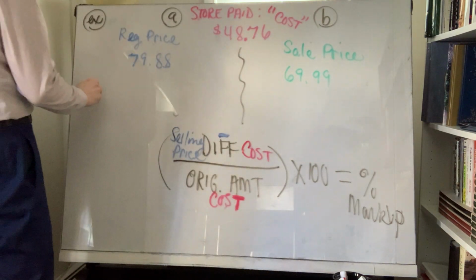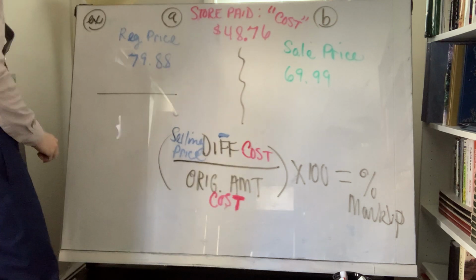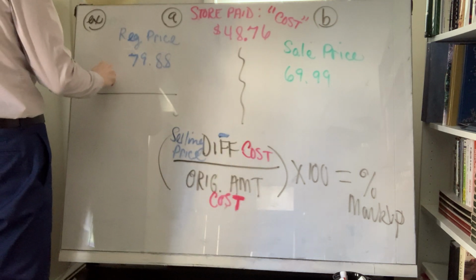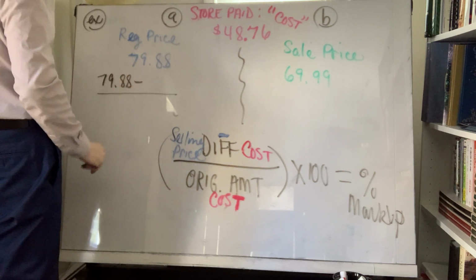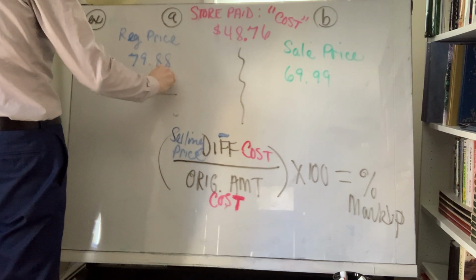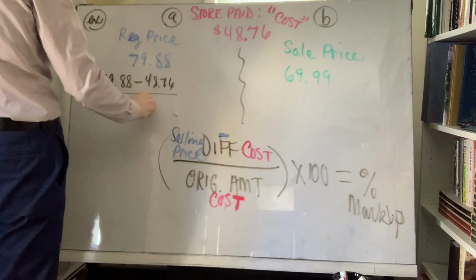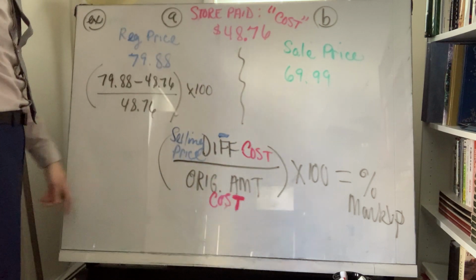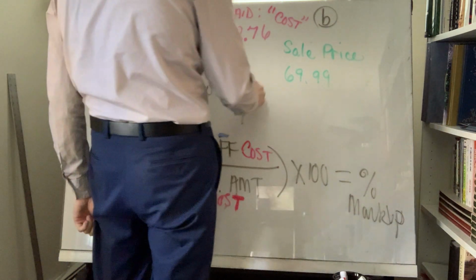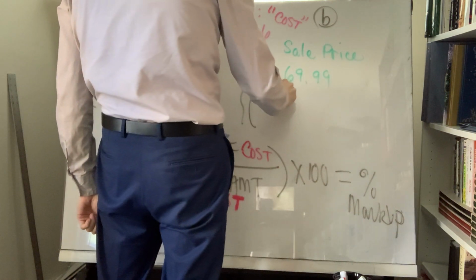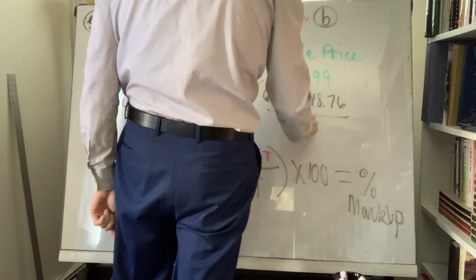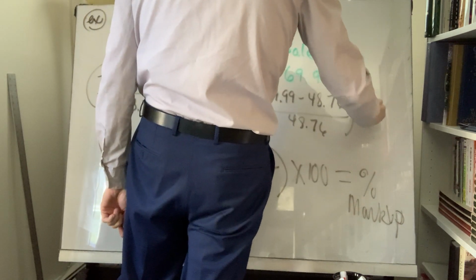So here's how the mechanics of this would work out. Selling price up in front, 79.88 minus 48.76 divided by 48.76 times 100. In this instance, selling price up in front, 69.99 minus 48.76 divided by 48.76 times 100.